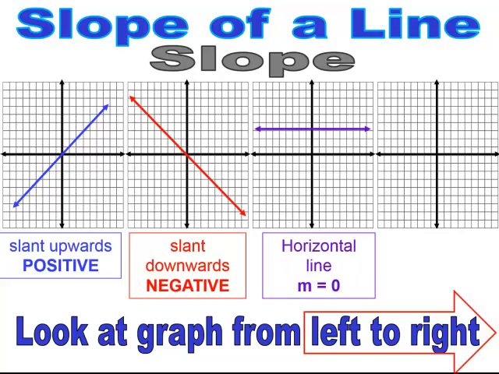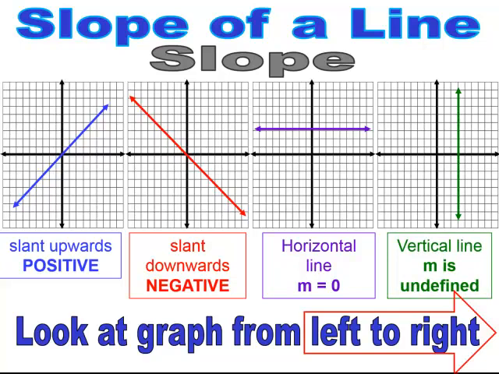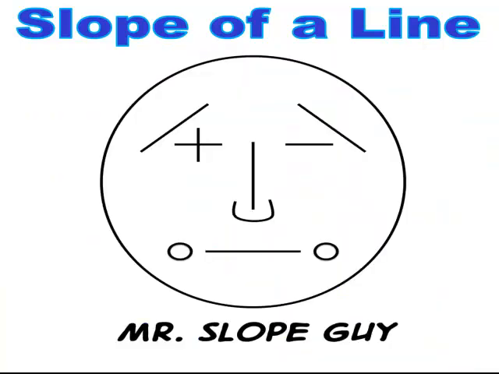Now, when you have a horizontal line, we have 0 as our slope. So 0 would be the slope, and a vertical line has an undefined slope. So these are really important. When you're looking at a graph to determine if it's a positive or negative slope, look from left to right. If it's going up, it's positive, down, it's negative. Now, horizontal lines is a slope of 0, and a vertical line is an undefined slope. So this is very important to remember.